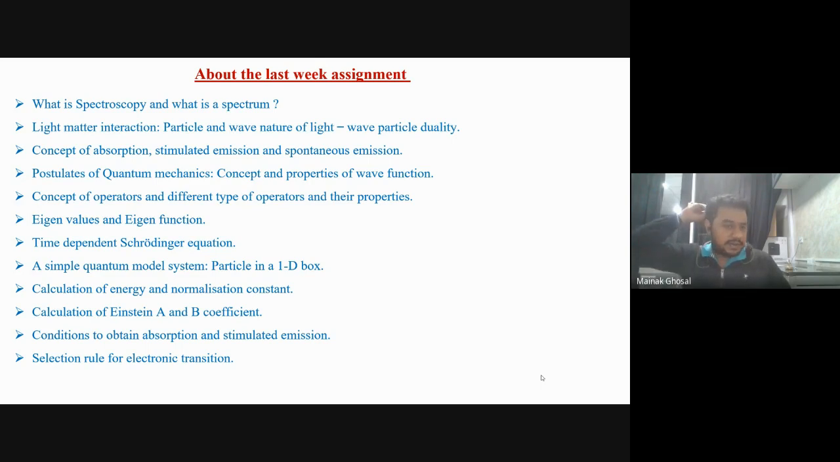Then it was mentioned about the time dependent Schrodinger equation, and a simple model system was taken, which uses the concept of the particle in a box.